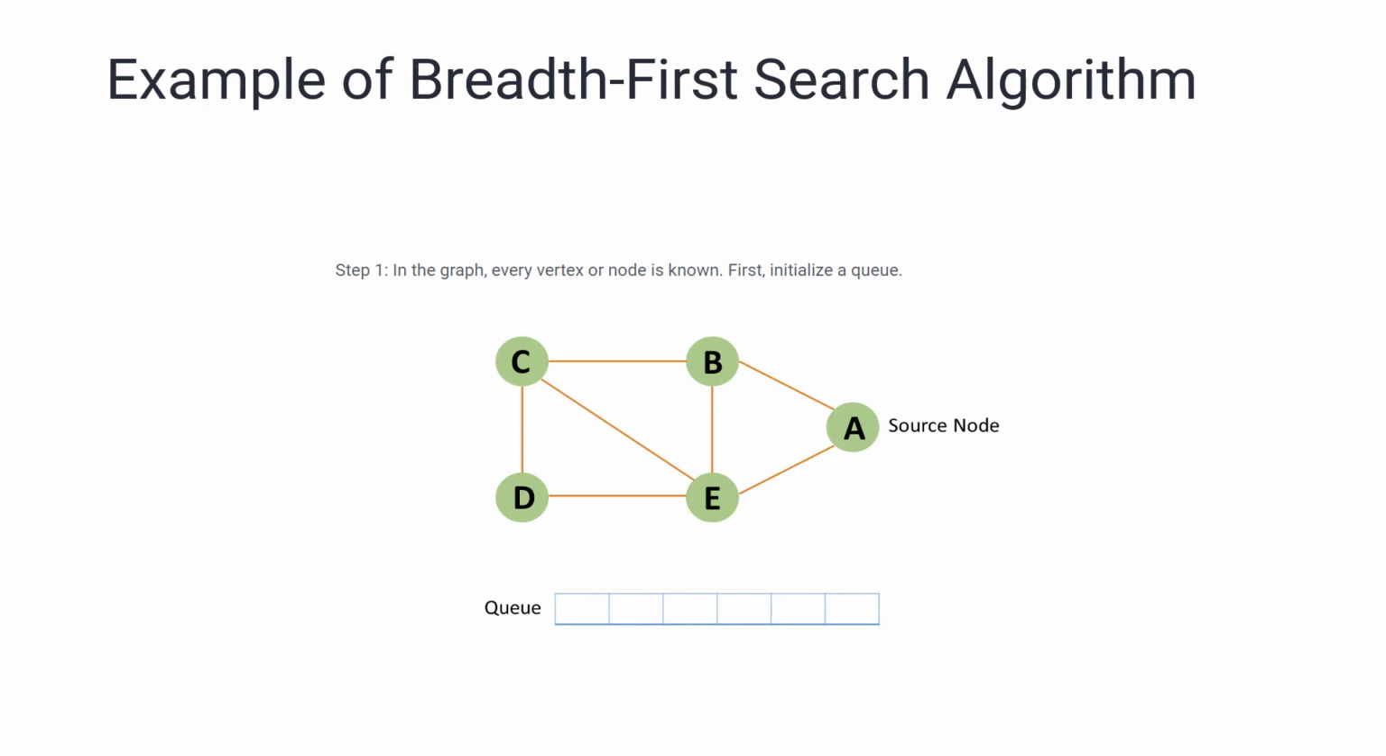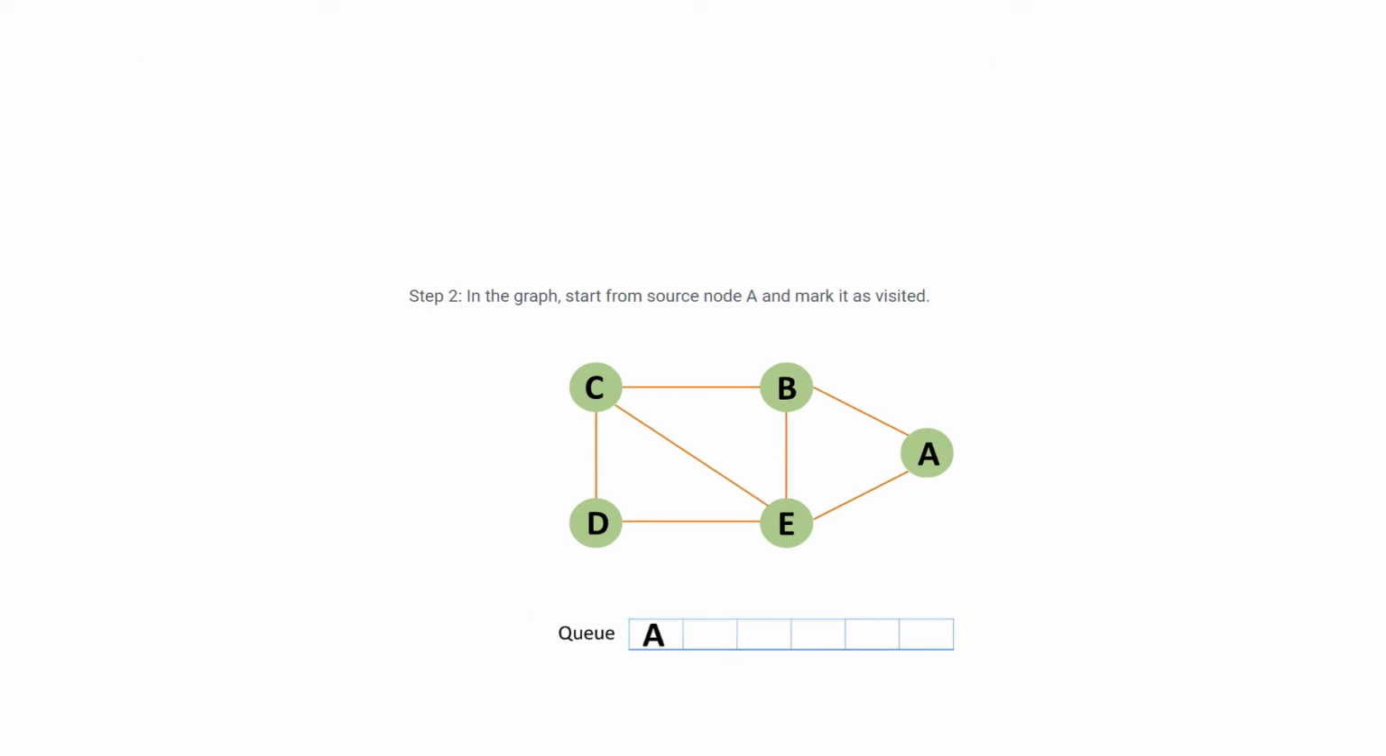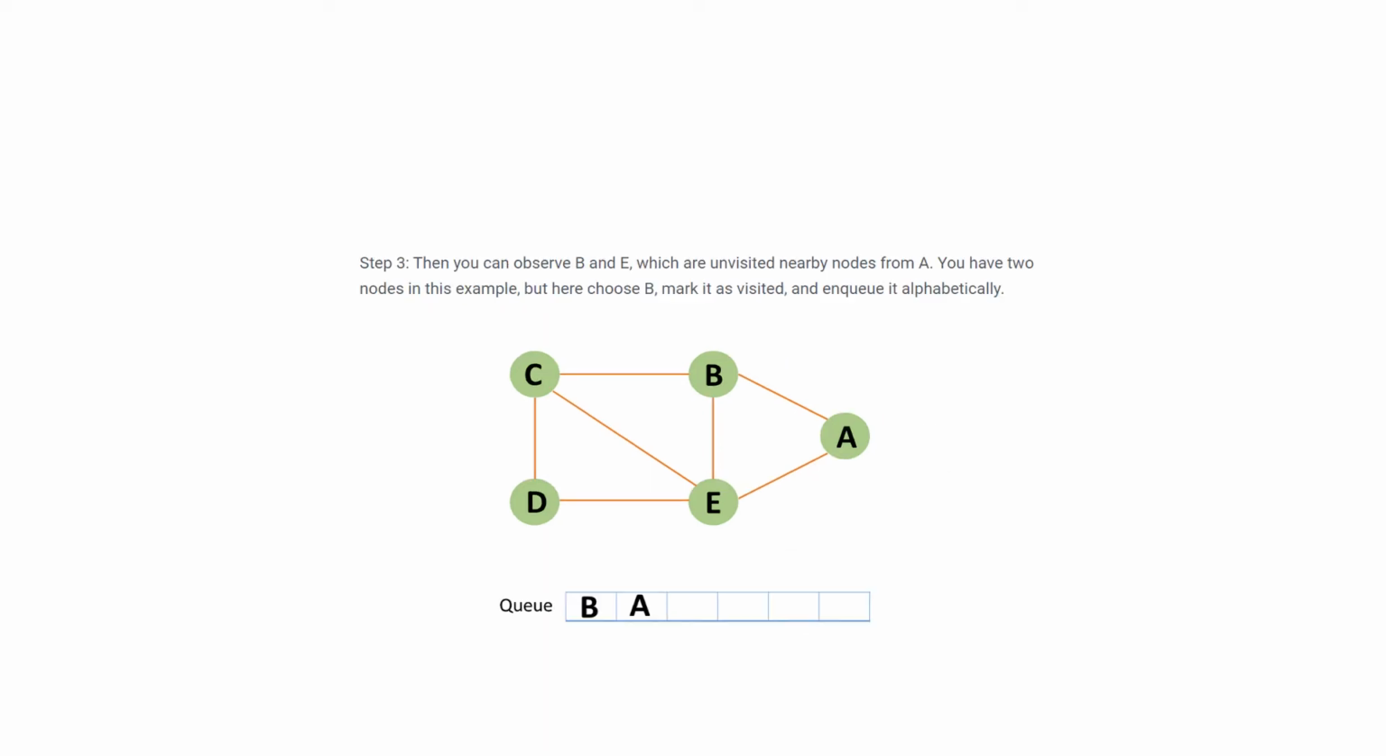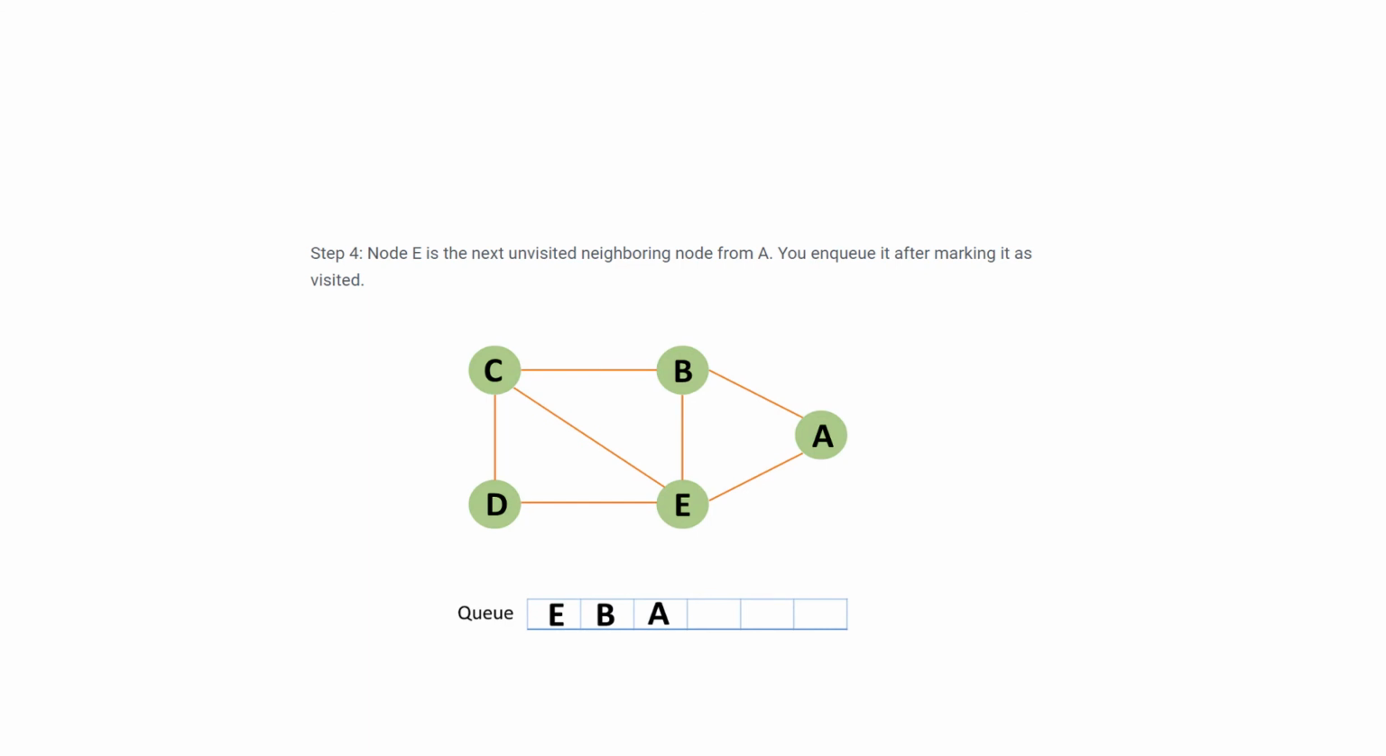Step 1. In the graph, every vertex or node is known. First, initialize the queue. Step 2. In the graph, start from source node A and mark it as visited. Step 3. Then you can observe B and E, which are unvisited nearby nodes from A. You have two nodes in this example, but here choose B. Mark it as visited and enqueue it alphabetically. Step 4. Node E is the next unvisited neighboring node from A. You enqueue it after marking it as visited.